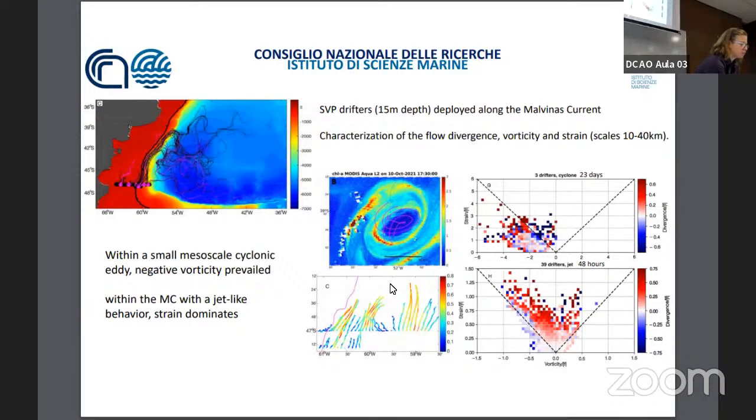And here I show just two examples of the characterization of two very different flows and patterns. At the top, we have an eddy, a small mesoscale cyclone, and we see from the diagram on the right that negative vorticity prevails over strain. So in this graph here, we have vorticity on the x-axis, strain on the y-axis, and the color is divergence. While in the example at the bottom of the slide, we characterize the jet within the Malvinas Current, and we see that strain dominates. In fact, the pattern is more centered inside these dashed lines.